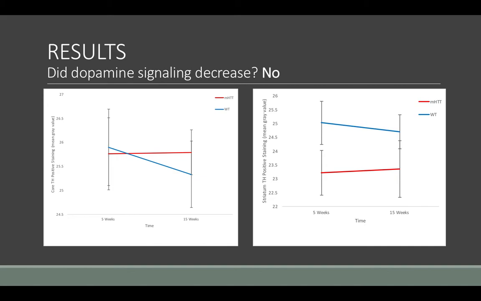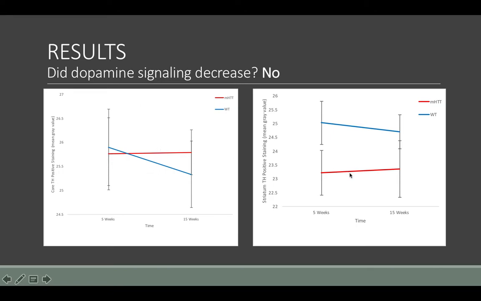No, we didn't see anything really interesting happen here. This red line represents the mutant condition, and at 5 weeks, the mutants aren't any different than mutants at 15 weeks. Additionally, the controls, or the wild types at 5 weeks, are not different than the controls at 15 weeks. And further, the mutants and the controls are not different than each other.